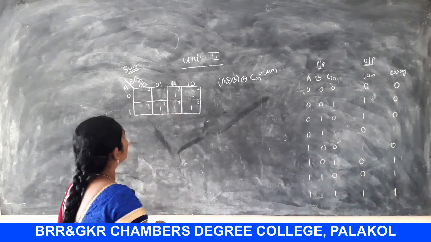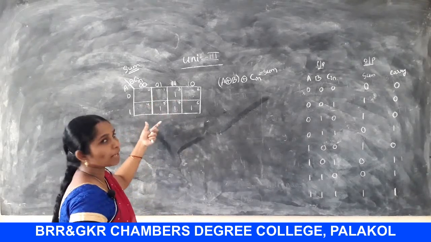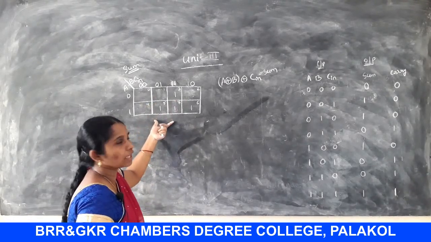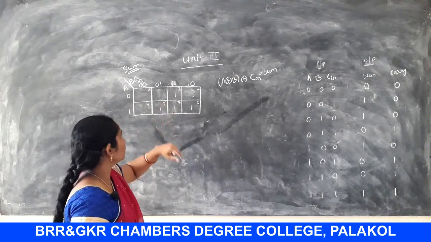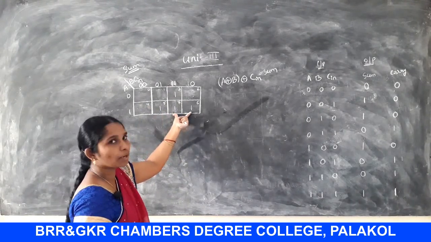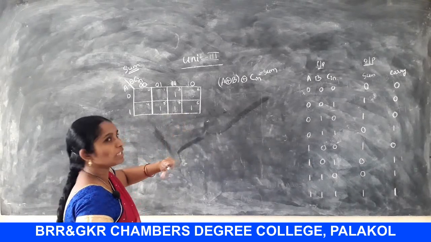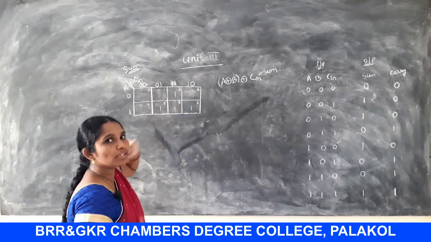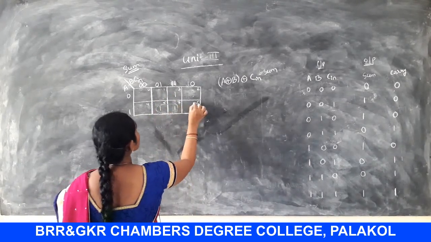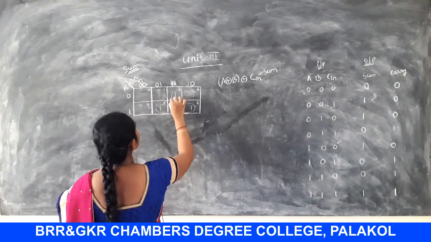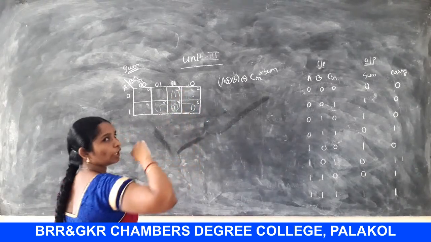Then in this K map there are loops here. That means we have to combine two ones. It is one pair, and combining these two ones is one pair, and combining these ones is one pair. Therefore you have to form the pairs like this. That means there are 3 loops.